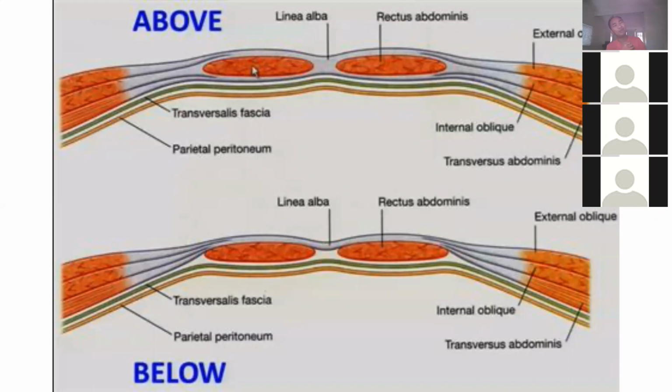Why did this happen? I'm not sure why, but above the arcuate line, all these muscles split and then envelope the rectus from front and back. But below the arcuate line, these muscles will go only in front of the rectus. They do not split and go to cover the posterior aspect. That is the arcuate line, and that is the structure of the anterior abdominal wall.